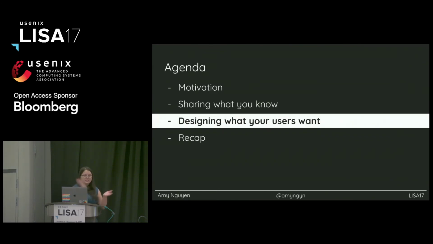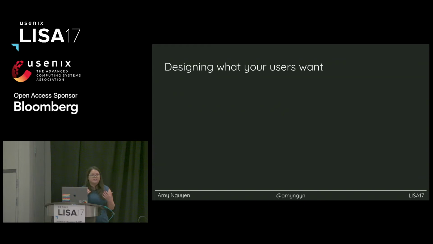So that's sharing what you know. And next we're going to talk about designing what your users want. And I think of this a lot as thinking about what kinds of feelings people have when they're using your tool. And most of those feelings are pretty negative. People are usually angry, they're stressed out, they're frustrated, they're tired. And if you can mitigate those feelings as much as possible, then you're already creating something that's pretty delightful.